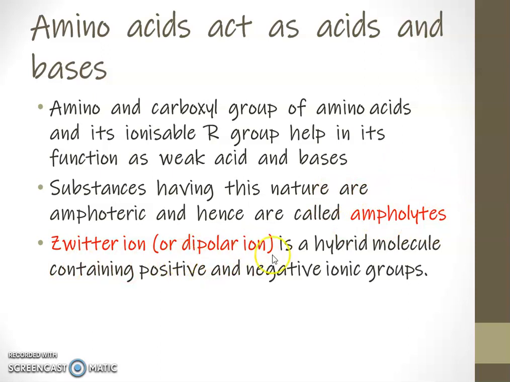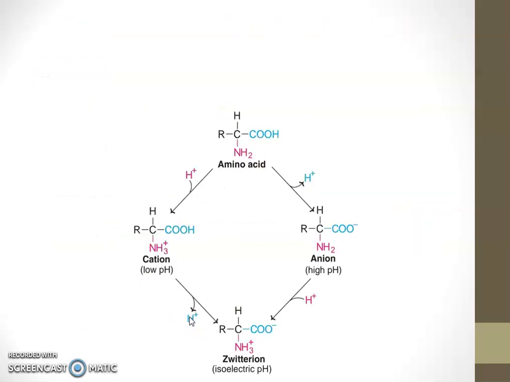The term zwitterion or dipolar ion refers to a hybrid molecule. So zwitterion is a molecule which contains positive and negative ionic groups. It is derived from the Greek word which means hybrid. So the amino acid is mostly present in the zwitterionic form, and it is rarely present in the neutral form. This one is the neutral form and this is the zwitterionic form. In a biological system, amino acid is mostly found in the zwitterionic form. So this neutral amino acid eliminates one H plus ion and forms an anion. In high pH, this amino acid releases a proton and exists in the anionic state.